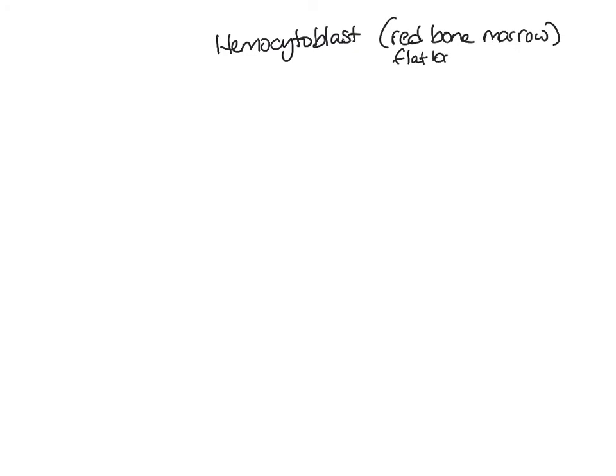We start with a hemocytoblast. This is in the bone marrow, the red bone marrow. Remember where red bone marrow is found. It's found in flat bones. It's found in the proximal end of long bones. It's found in irregular bones like the vertebrae. So those are just a few locations to name a few.